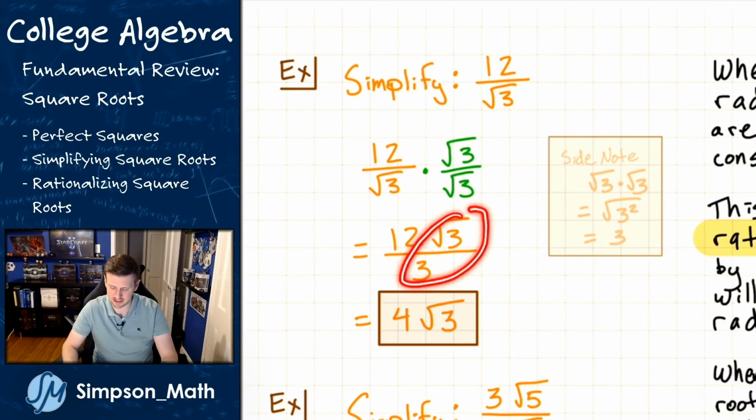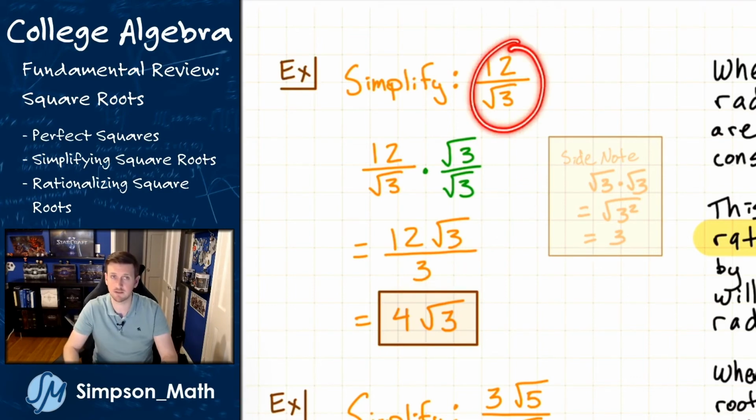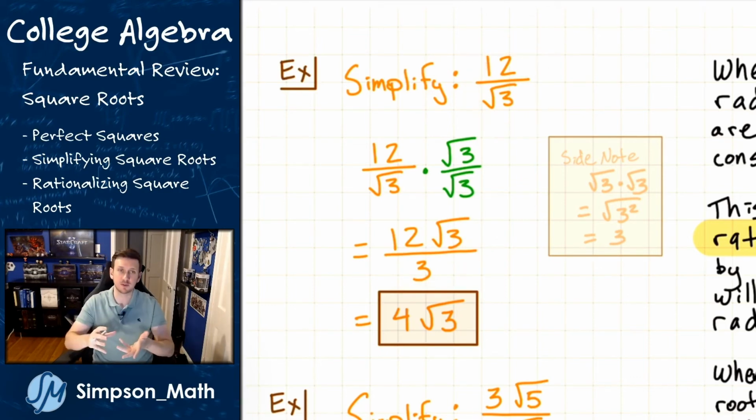Just to be clear, this 3 and this 3, the 3 on the outside and the 3 in the square root, do not reduce. Just like this 12 and this square root of 3, they do not reduce. When you multiply or divide numbers with square roots, you do the insides together and then the outsides together. You cannot mix and match.